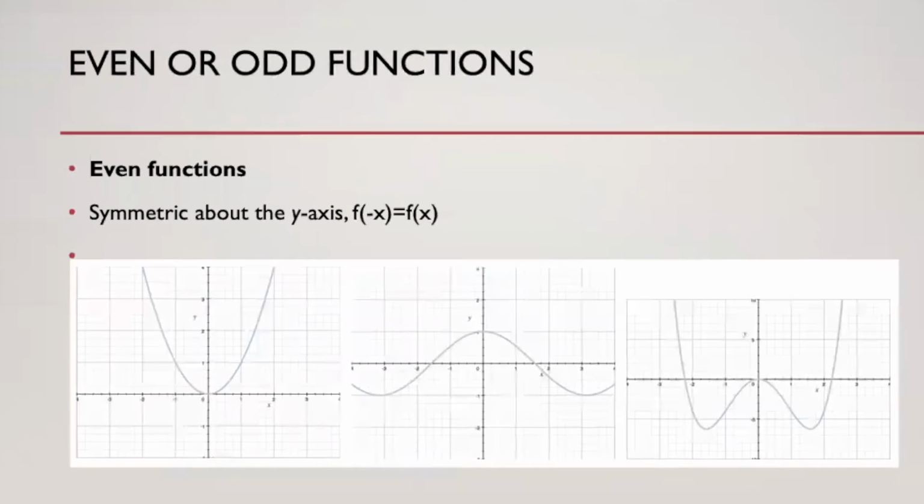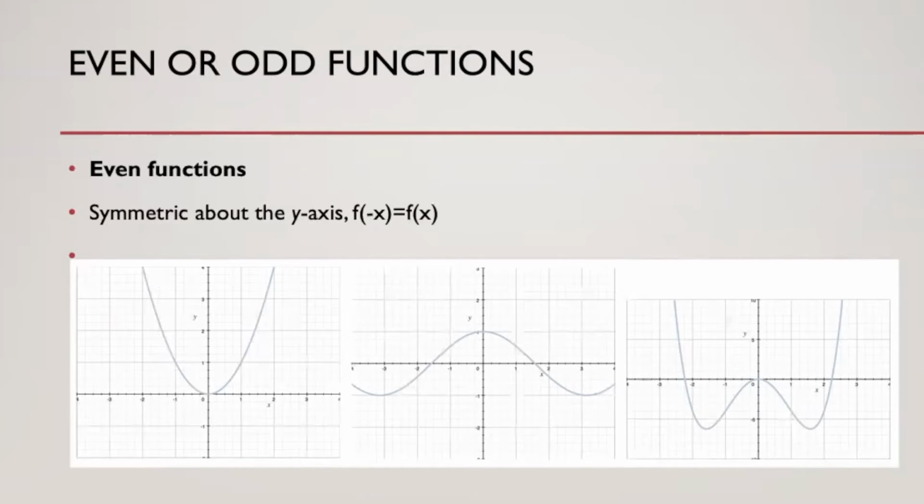Information that we need to know. An even function is symmetric about the y-axis. So if I have a negative x value, when I substitute it into the function, it becomes positive. That is the property of it being an even function. So this is a general shape for an even function. We're seeing that it is symmetric about the y-axis.